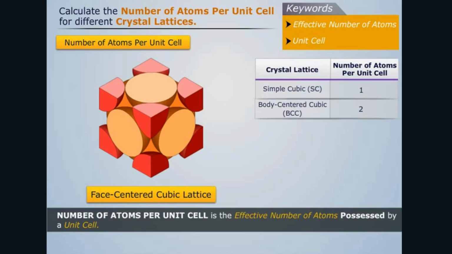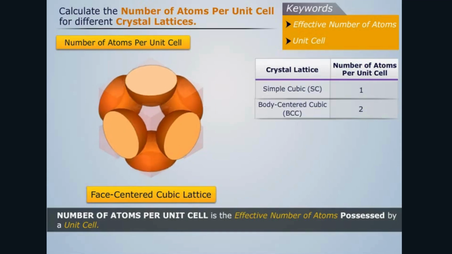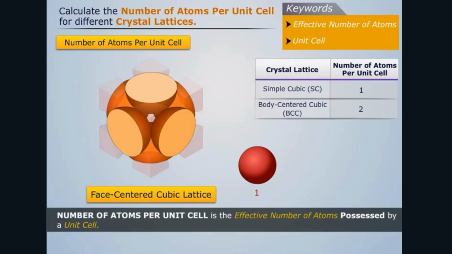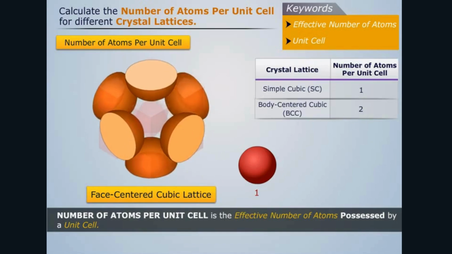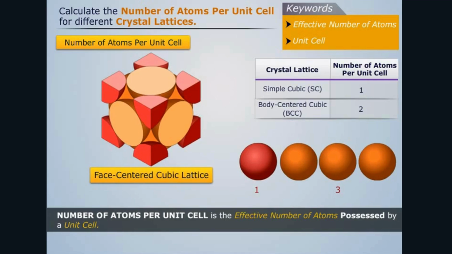We know that face-centered cubic lattice consists of 8 corner atoms and 1 atom at the center of each face. So similar to the simple cubic and body-centered cubic lattice, the contribution of all the 8 corner atoms in this case is also equal to 1. Since a cube has 6 faces, so there are 6 face atoms in a face-centered cubic lattice, and each of these 6 face atoms is shared with 1 other lattice. Therefore, the total contribution of 6 face atoms is equal to 3. So, for a face-centered cubic lattice, the number of atoms per unit cell is 4.